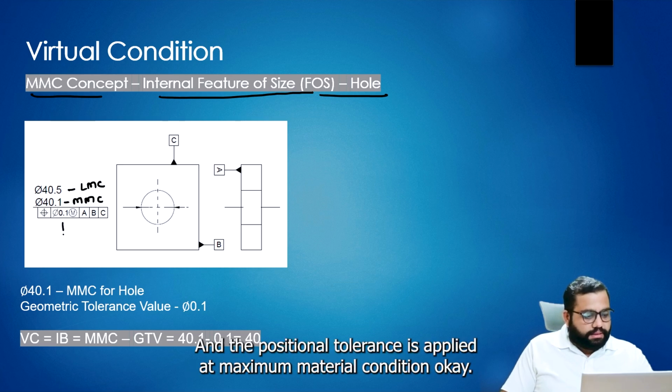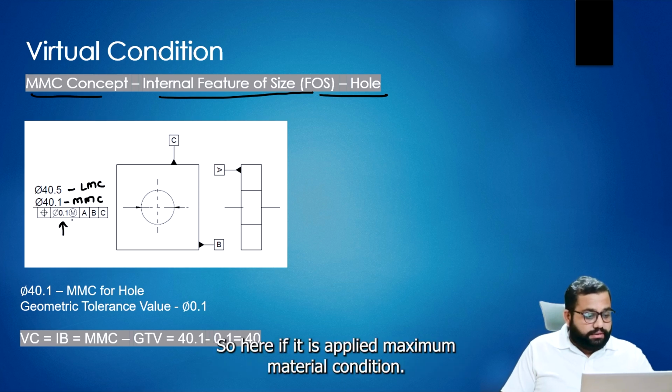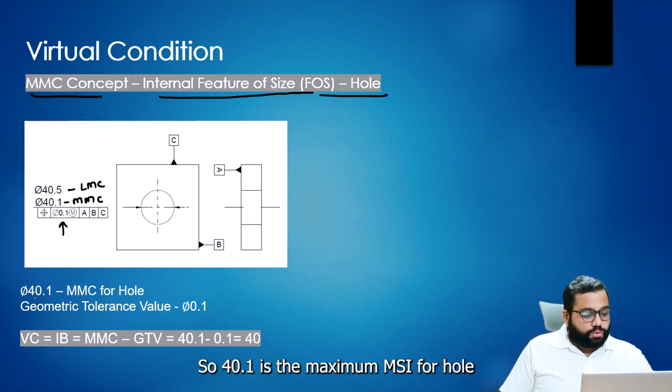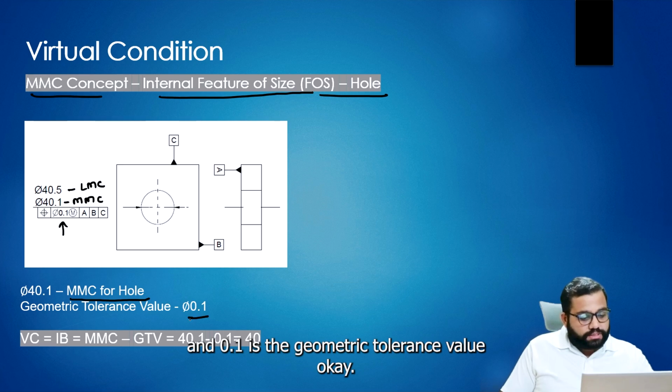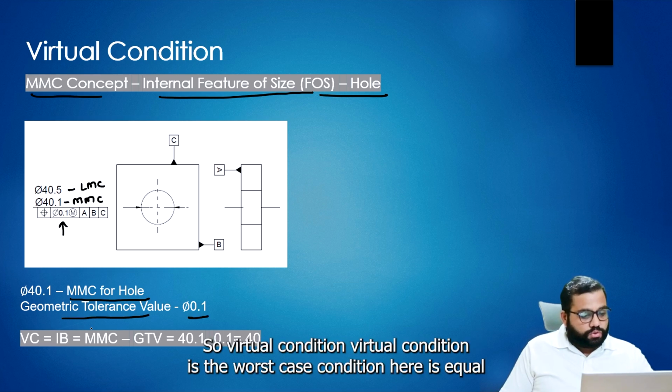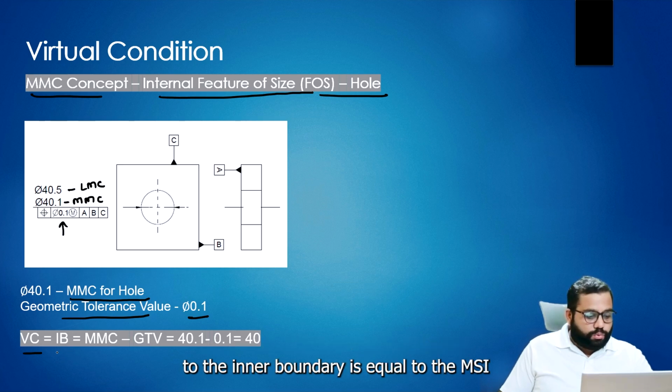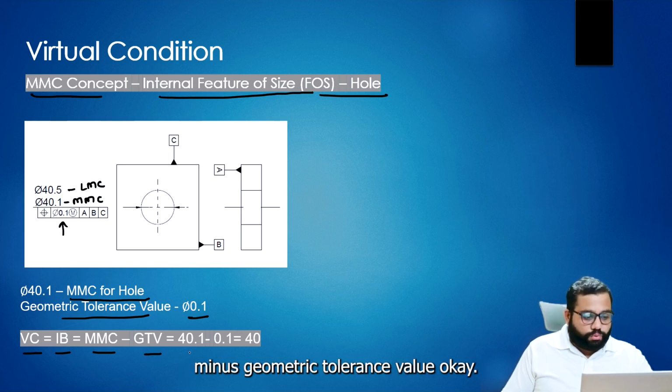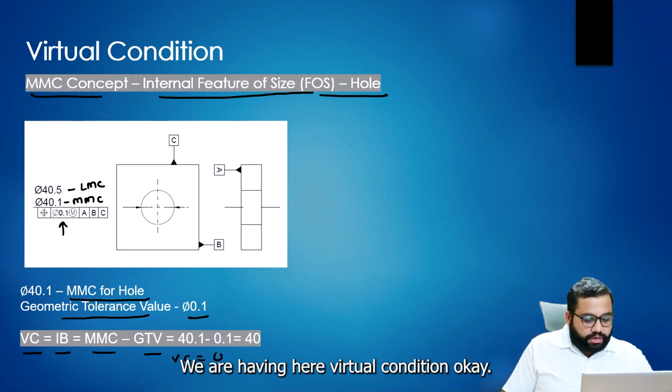The positional tolerance is applied at maximum material condition. So 40.1 is the MMC for hole and 0.1 is the geometric tolerance value. Virtual condition is the worst case condition. Here the inner boundary is equal to the MMC minus geometric tolerance value. So 40.1 minus 0.1, 40 mm, we are having here as the virtual condition. So dia 40 is the virtual condition.